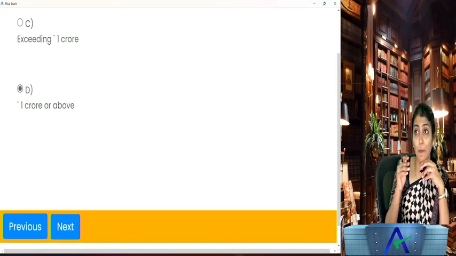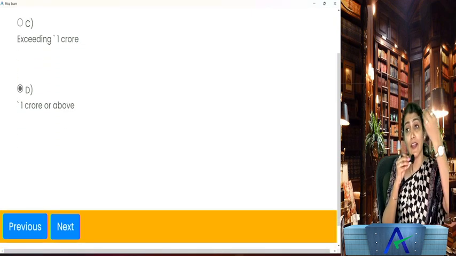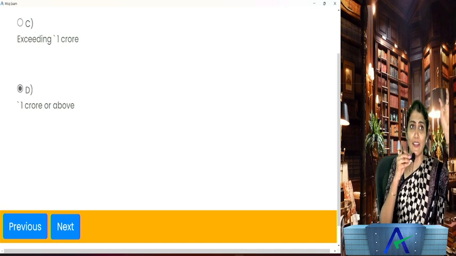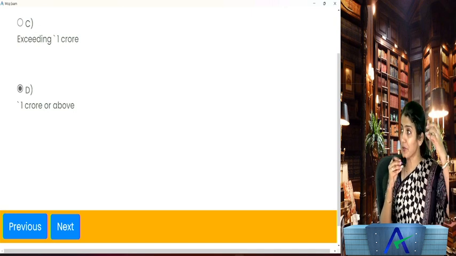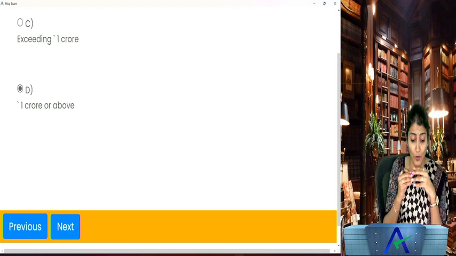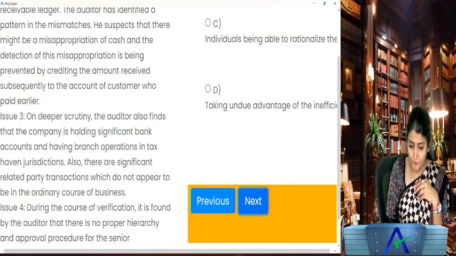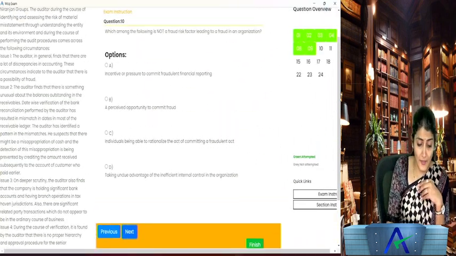One crore or above. What did I tell you? 99,99,999: up to that, only to the audit committee and board of directors. One crore or above, you need to report it to the... Right. And now there are some integrated case studies.